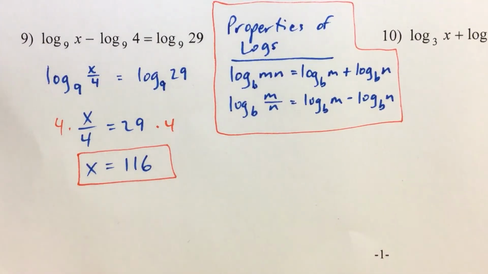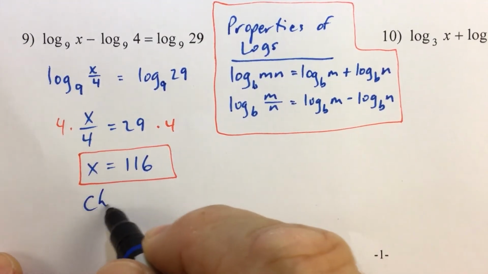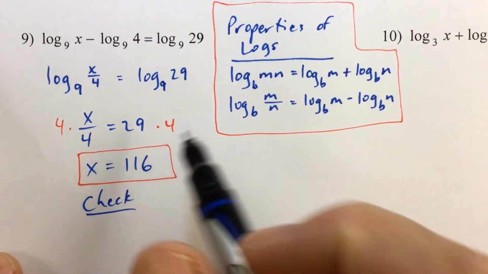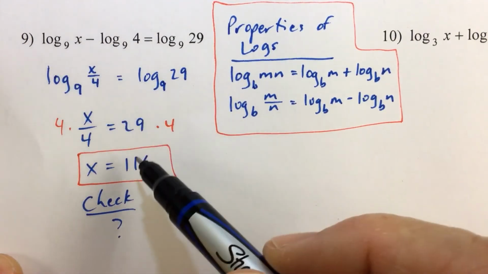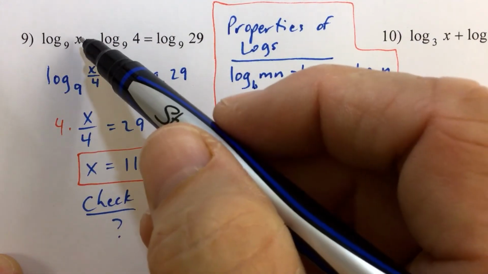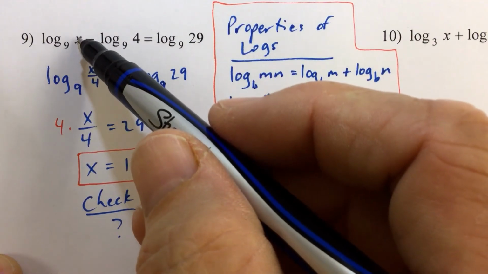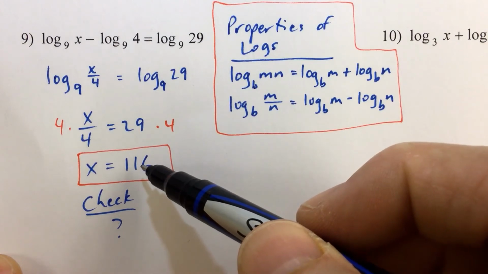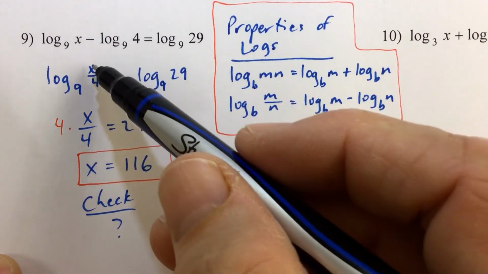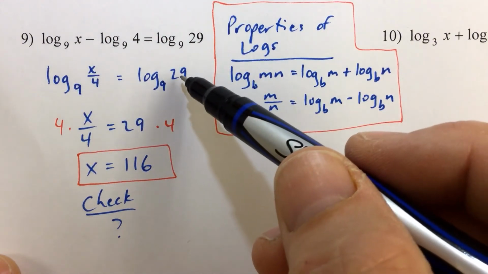Now, one thing that you've got to remember to do is every time you solve a log equation, you've got to check your answers. Check. You don't have to find the log base 9 of 29 here, or 116 here. Just replace x with what x is equal to, and then as long as you're taking the log of a positive number, then you're okay. Now you could take 116 and divide it by 4, you get 29, you get log base 9 of 29 equals log base 9 of 29, that's good.